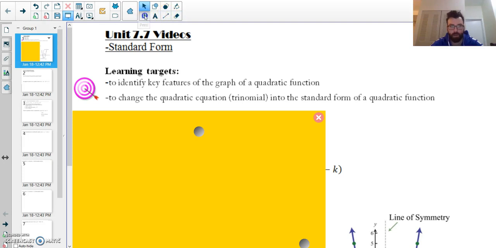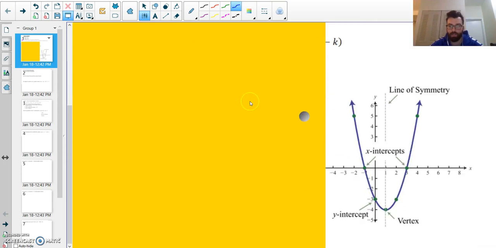All right. In our last video, we talked about graphing quadratics using our calculator. Today we're going to talk about key features of a graph, and how to change a quadratic equation from standard form into a quadratic function, so we can more easily identify some things. Now let's review some things about graphing a quadratic.